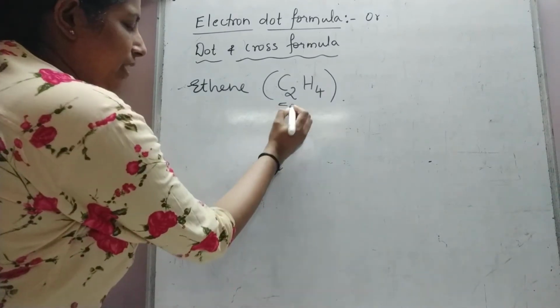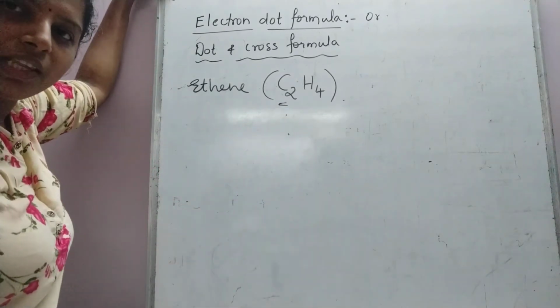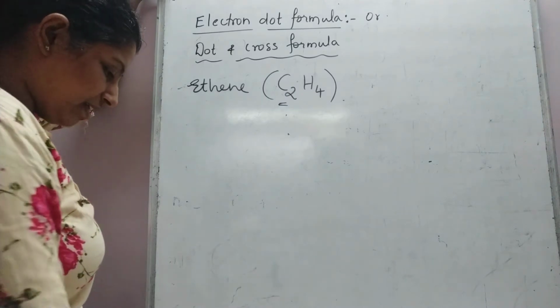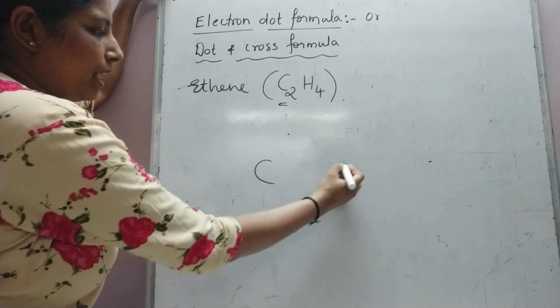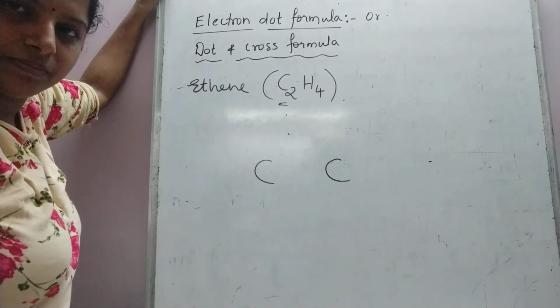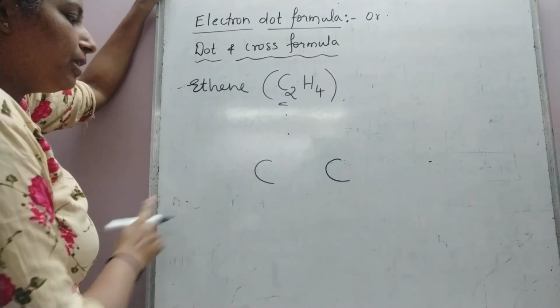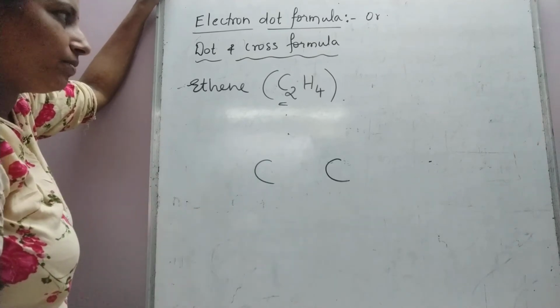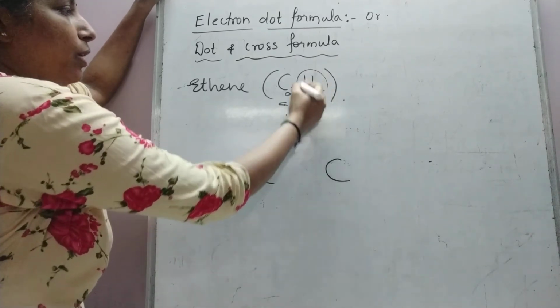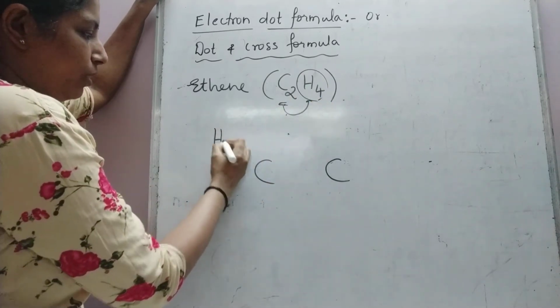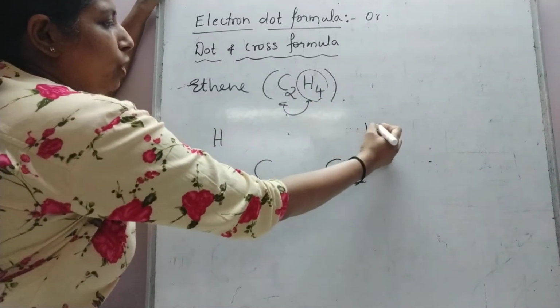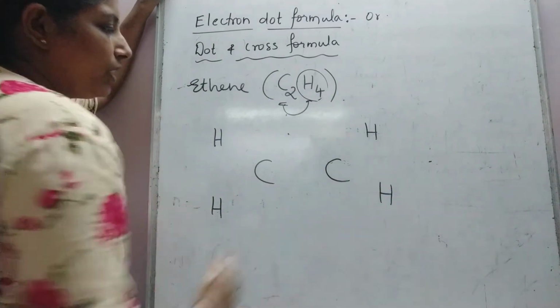Now in alkenes, there are 2 carbon atoms, so let me write these 2 carbon atoms at the center. There are 4 hydrogen atoms in all, so each carbon atom will be surrounded by 2 hydrogen atoms. I'll draw 2 hydrogen atoms around each carbon atom.